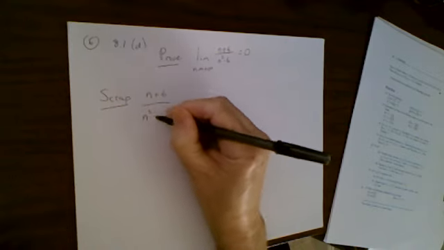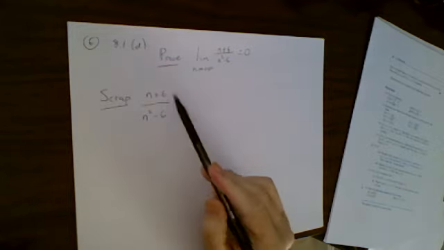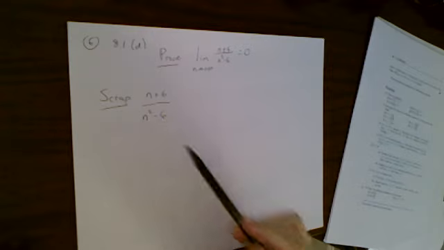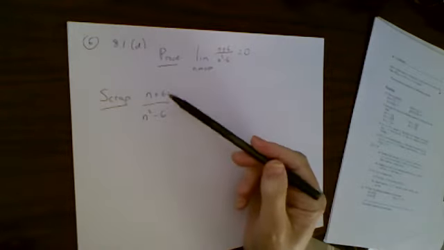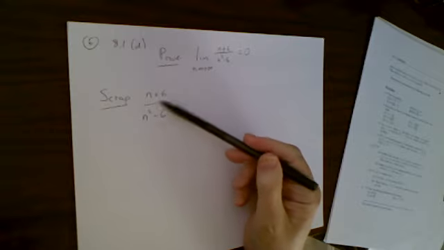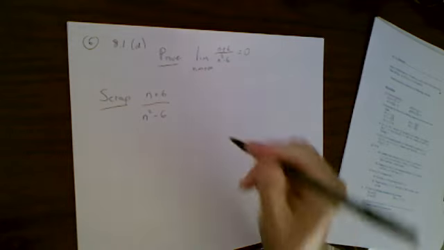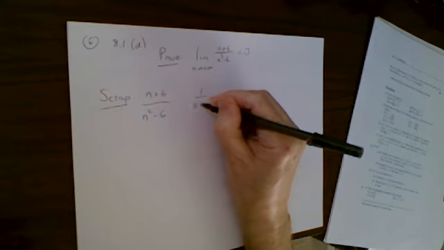I know that n plus 6 over n squared minus 6 looks like 1 over n. But the numerator here is bigger than n, the denominator here is less than n squared. So although this looks like 1 over n, if you start plugging these numbers into your calculator, this thing is going to be bigger than 1 over n. But let's take something that looks like 1 over n that we can handle, like 1 over 2n. And here's the question.